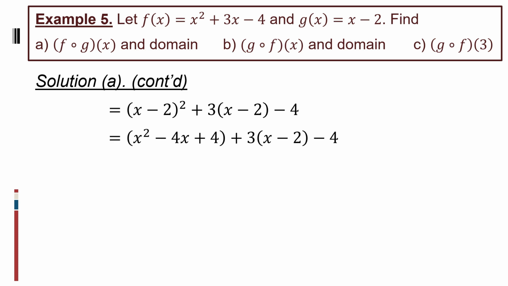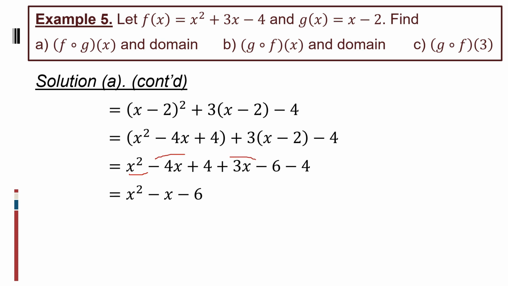Expanding that, we have x squared minus 4x plus 4 plus 3 times x minus 2 minus 4. By removing the grouping symbol, we have x squared minus 4x plus 4 plus 3x minus 6 minus 4. Then, combining like terms, we have x squared, negative 4x plus 3x is negative x, 4 minus 6 minus 4 is negative 6. So, the final answer is x squared minus x minus 6. So, this is our f circle g of x.